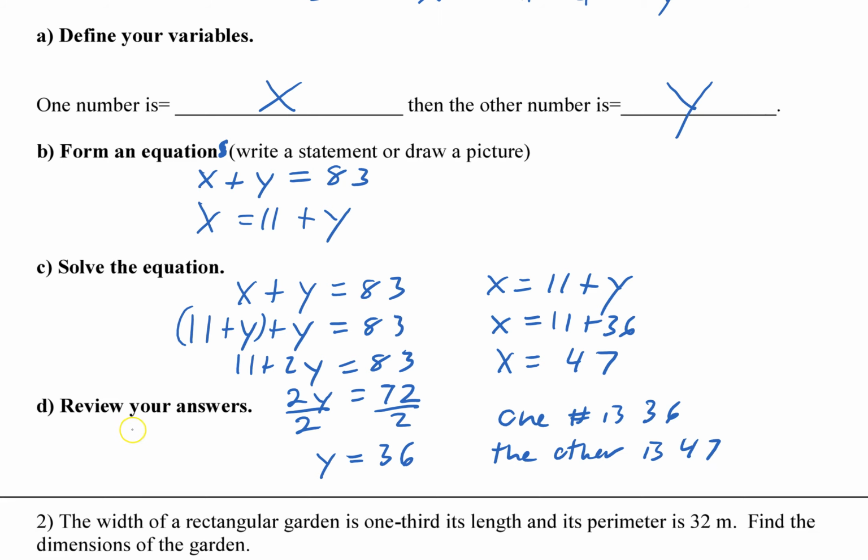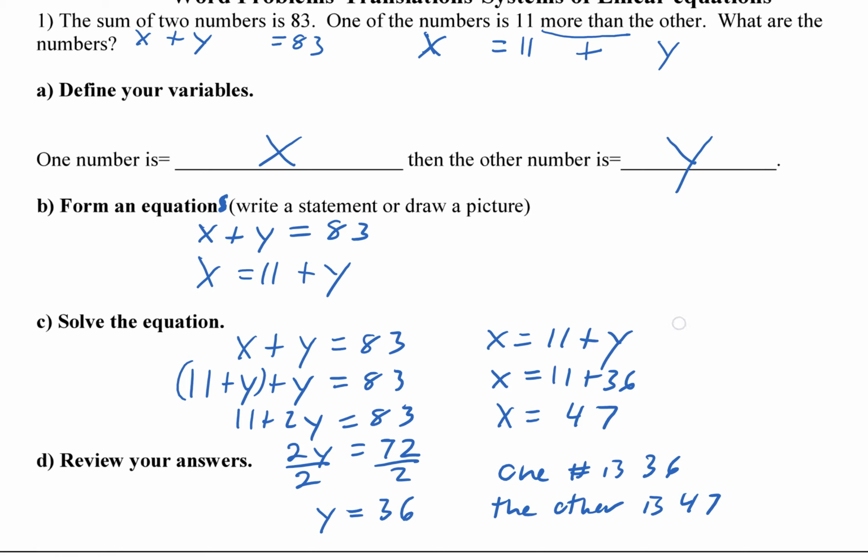Very important is to review your answers. The first says the sum of our two numbers is 83. So 36 plus 47 gives us 83. One of the numbers is 11 more than the other, and 47 is 11 more than 36. So those are our answers.